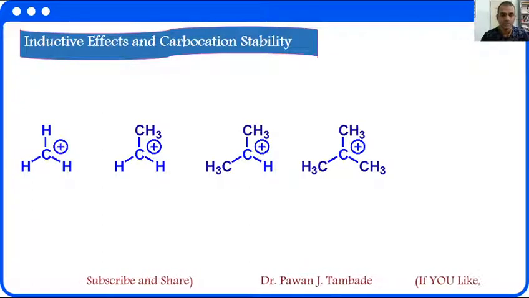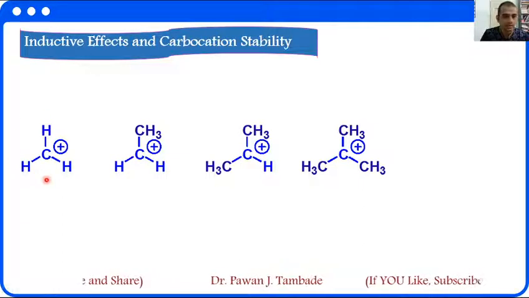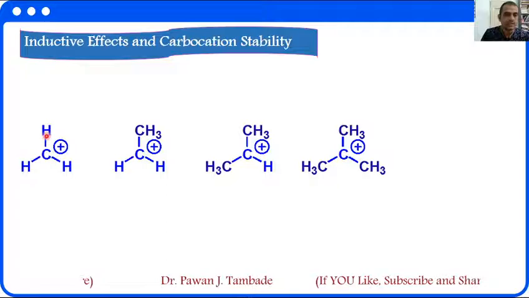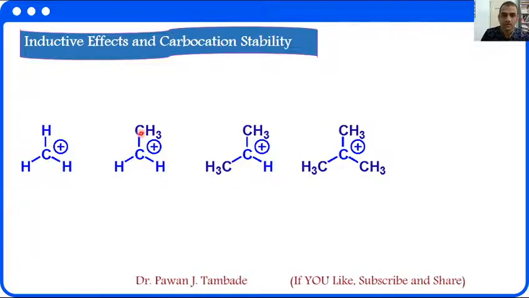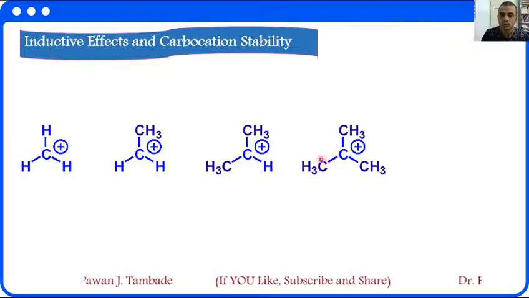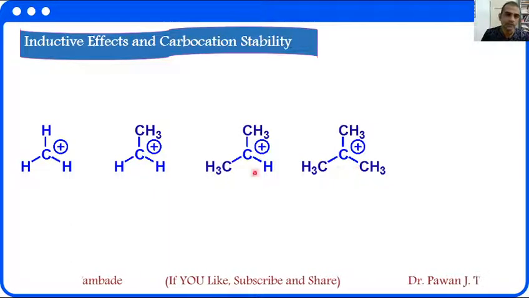So now if you look at this example, in this example carbon bears positive charge. So these are carbocations. In this case, this carbon is attached to 3 hydrogen atoms. Here one hydrogen atom is replaced by a CH3 group. Here 2 hydrogens are replaced by CH3 groups, and in this case 3 hydrogen atoms are replaced by CH3 groups.